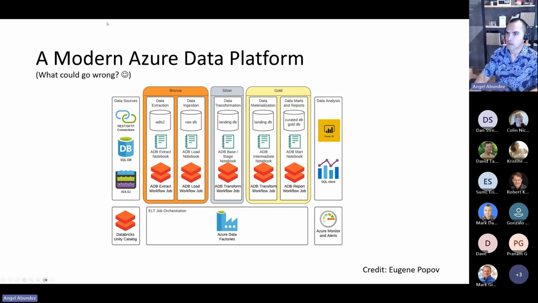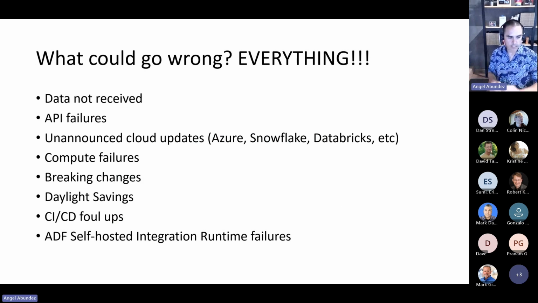So yeah, what could go wrong here? I have to give credit to one of my solution architects. He did a great job putting this diagram together. So what could go wrong? Basically, everything could go wrong. Data: you don't receive data for whatever reason. Somebody who is supposed to drop a file didn't drop the file, and now we have a problem because we were expecting a file and it's not there.